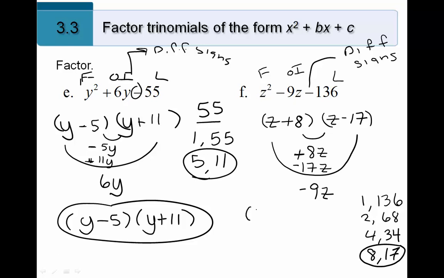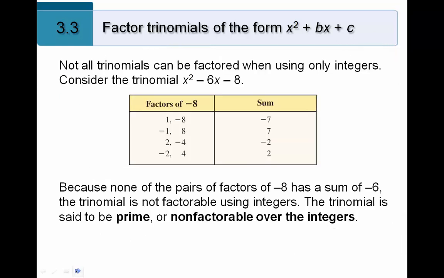So we have z plus 8 multiplied by z minus 17. All right, a couple more. Not all trinomials can be factored when using only integers. So consider this trinomial, x squared minus 6x minus 8.